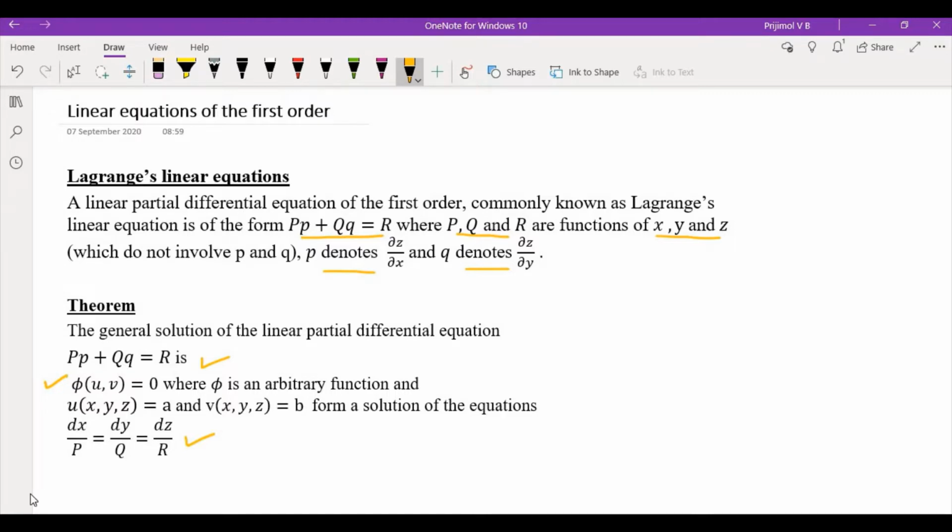I have clearly stated this in my previous lectures, where while eliminating arbitrary functions to find out a partial differential equation, I have clearly mentioned a partial differential equation got by eliminating the arbitrary function phi of u, v equal to 0 will be of the form Pp plus Qq equal to R. Now let us proceed with the working rules.